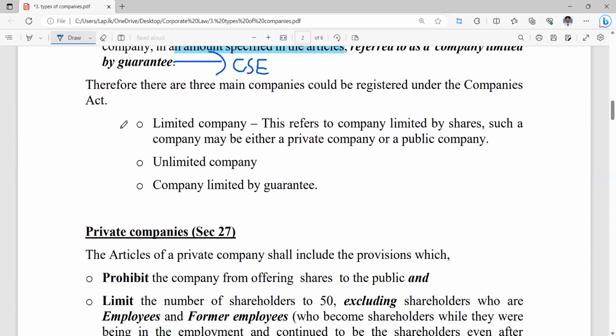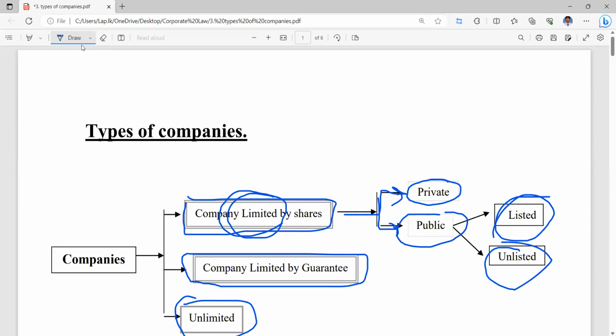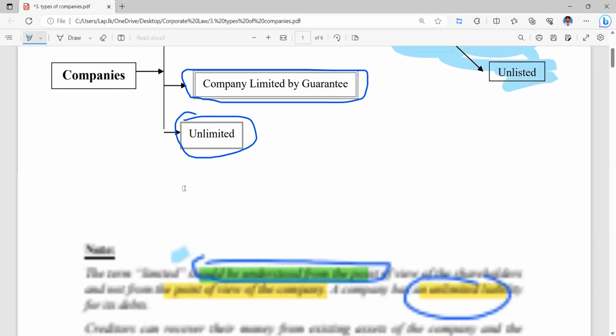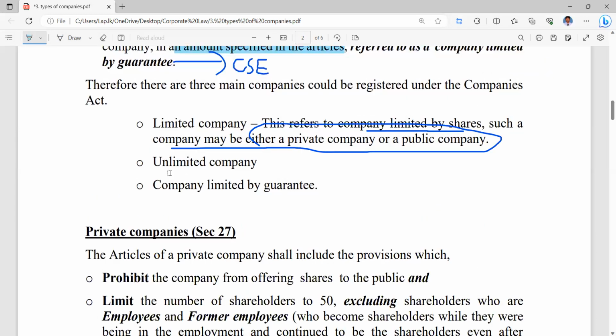Therefore, there are three main types of companies: limited, unlimited, or companies limited by guarantee. Limited in the sense refers to the company limited by shares. Such a company may be either a private or public company. In this classification, limited can be either public or private. Here it is clearly mentioned. I think it's visible. Unlimited companies and the companies limited by guarantee. Now we're going to discuss each in a more detailed manner.